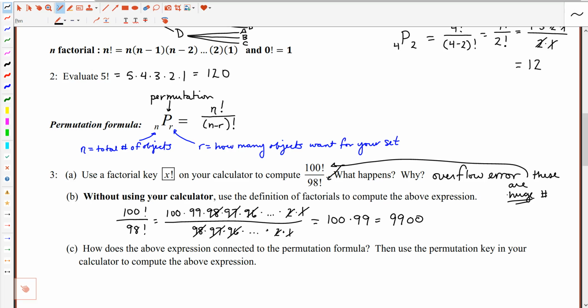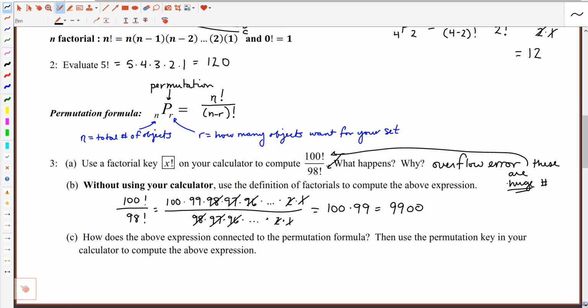Okay, so for the factorials, once you have them expanded out, you can see what sorts of simplifying you can do. Now for part C, how does this above expression connect to the permutation formula? And then we're going to use our permutation key in our calculator to compute it. So this expression, well, that relates to this.